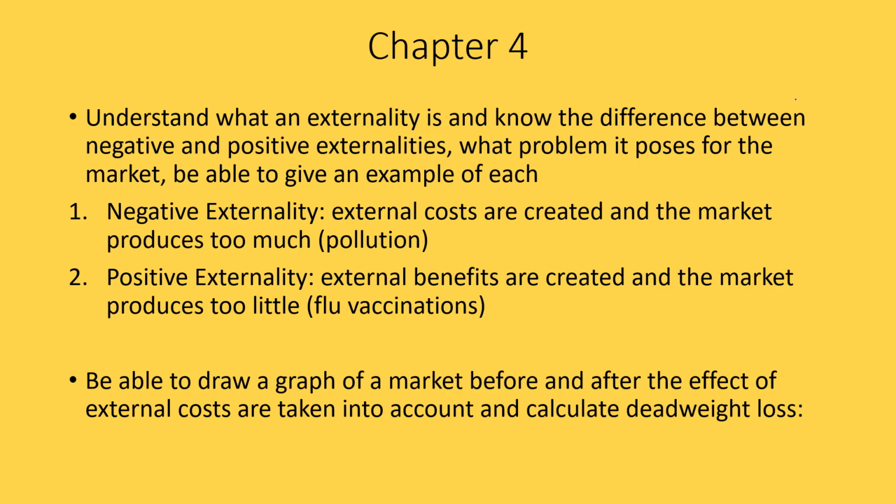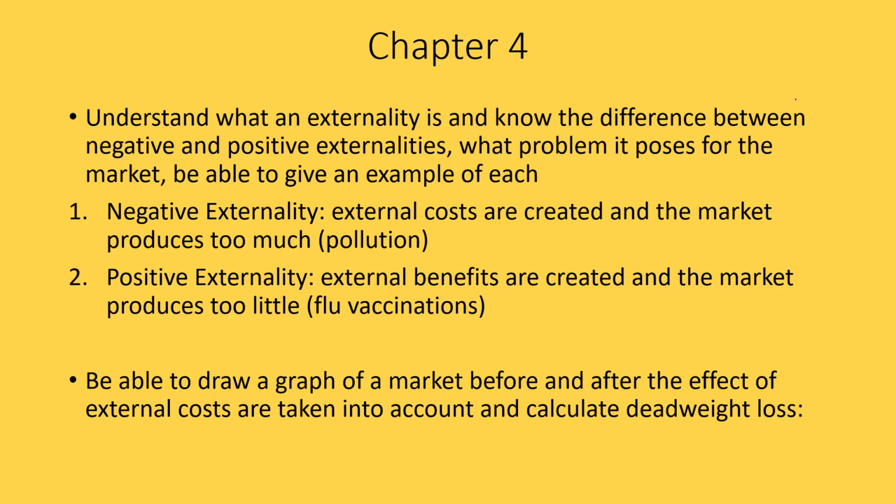Make sure you understand what an externality is and know the difference between negative and positive externalities, as well as what problems those pose for the market. Be able to give an example of each. So in the case of a negative externality, that's where, again, the producer gets both the costs and the benefits. If the benefits outweigh the costs, they're going to do it. And the problem is that all these activities are going to create external costs for everybody else. So everybody else doesn't get the benefits, they just get the costs.